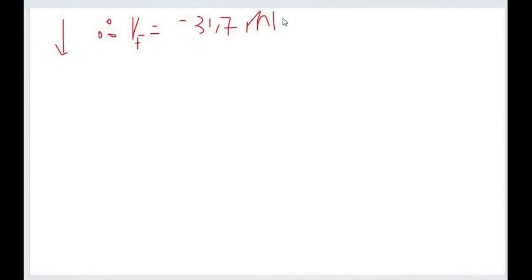Or you can just say it's 31,7 meters per second down. And then after that you'll be done with this equation. Next we're going to look at an example or a question from a previous exam.